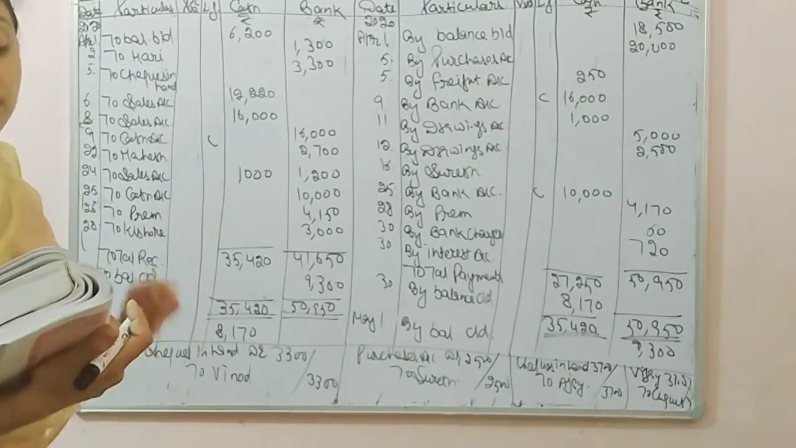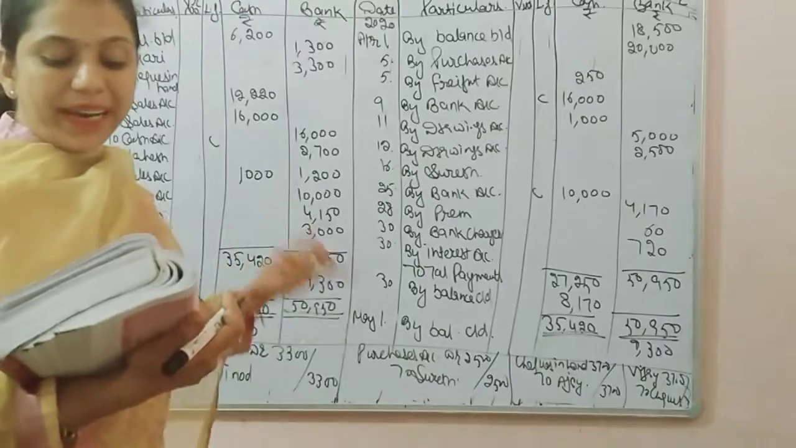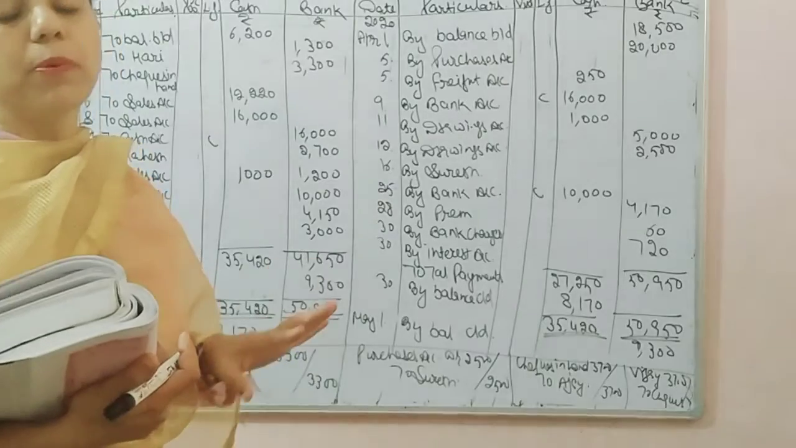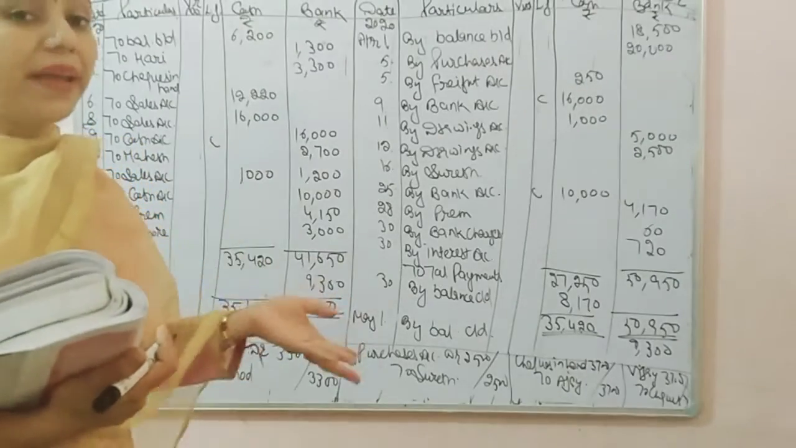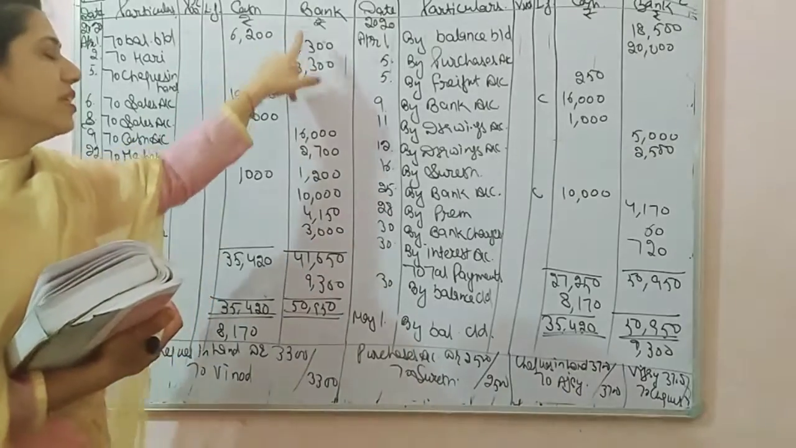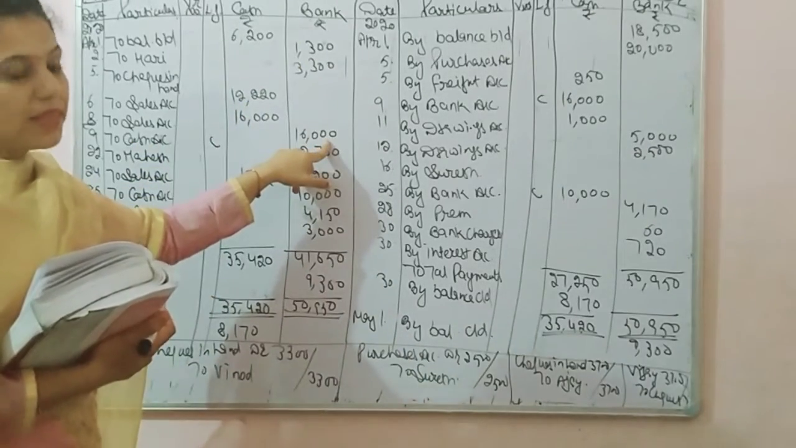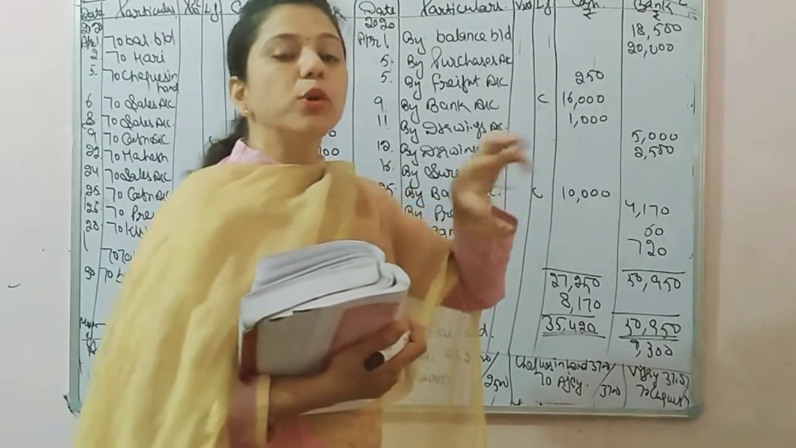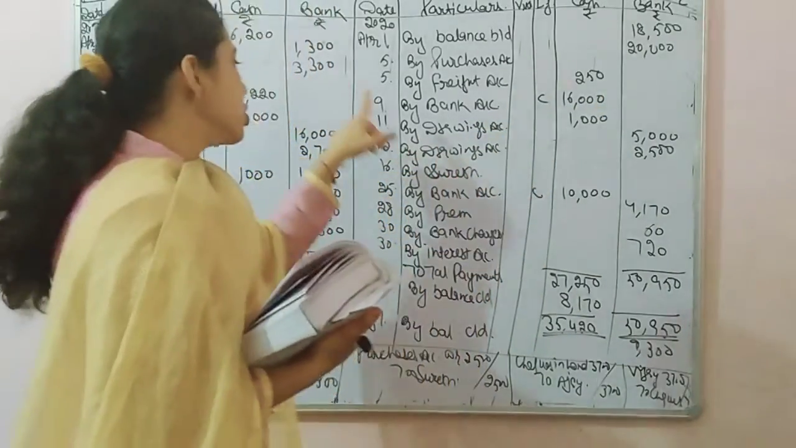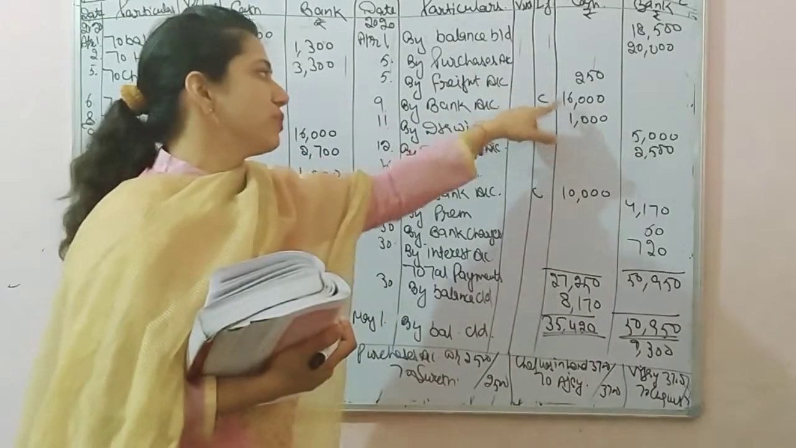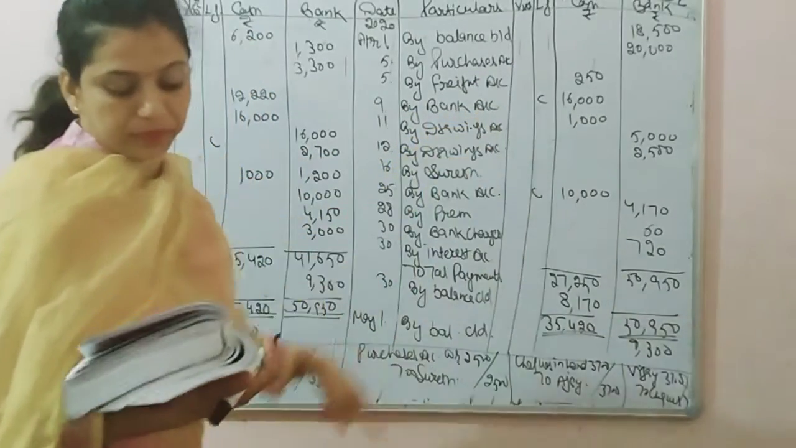On 9th, sale proceeds of April 8 deposited into bank. That means now you have deposited the cash into bank. That means it is a contra entry. So with 16,000 our bank balance is increasing and our cash is decreasing because we deposit the cash in bank. So in front of bank we will write to cash and in front of cash we will write by bank.